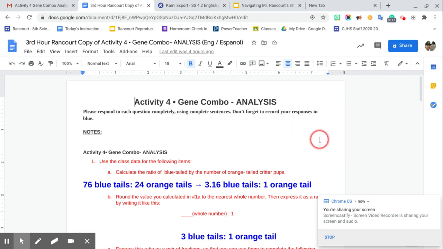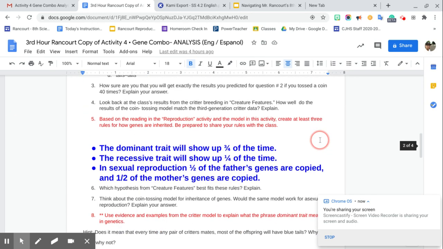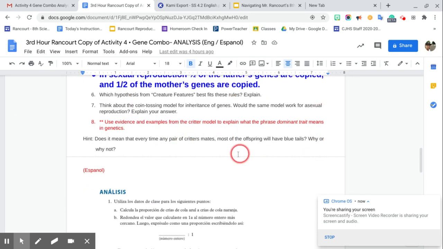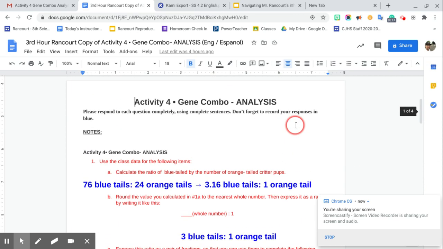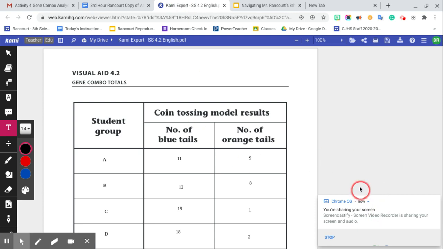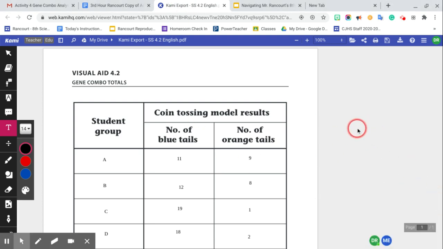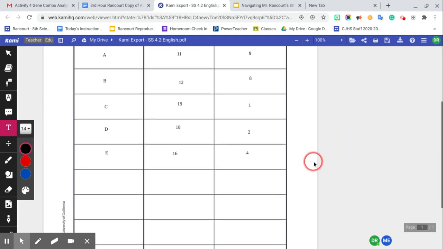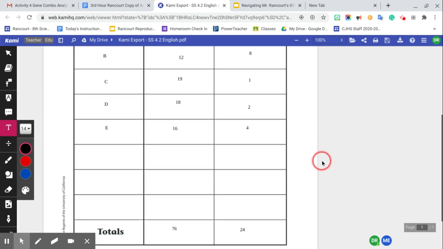So the first thing you need to know is you're only doing 1, 5, and 8, and I have those already highlighted in red for you. Ignore my answers right here for just a moment. Okay, you're going to need to use Student Sheet 4.2 to help you with this. So make sure that you have this completed. If you don't have this completed, you need to get the answers from somebody because you need these numbers right here to do the analysis questions.